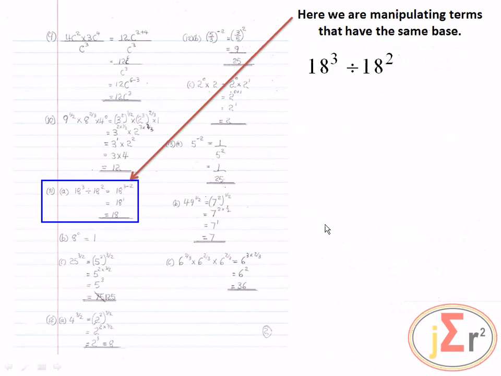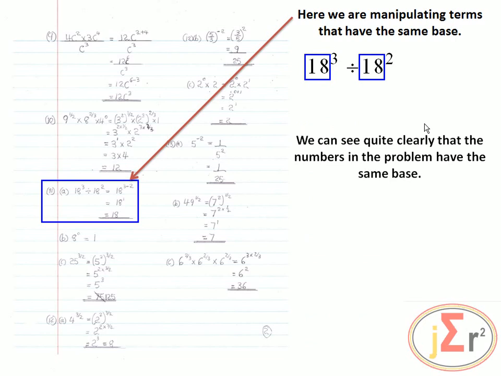Here we are manipulating terms that have the same base. Well, we like to have terms that have the same base. We go straight ahead and make use of the principles that are very simple, manipulating terms that have the same base. We can see quite clearly that the numbers in the problem have the same base.